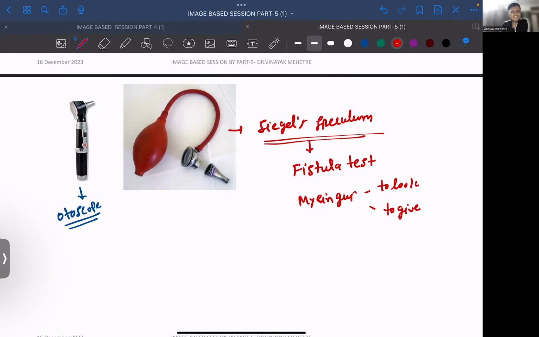This is a pneumatic otoscope. Pneumatic means that by this we will inflate, pump, so air goes inside the ear. So the pressure in the ear will be increased. And there is one more test which we do with the speculum. Anyone?